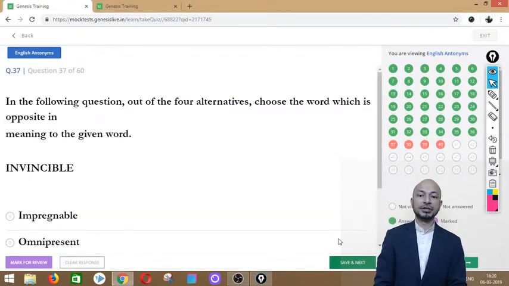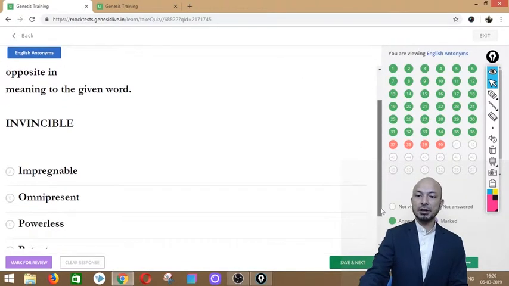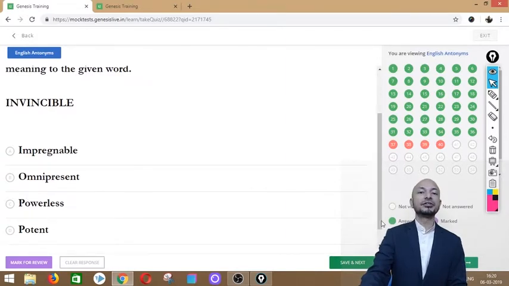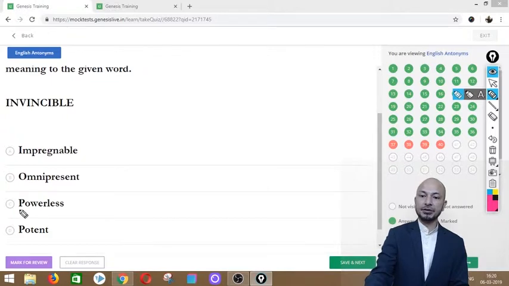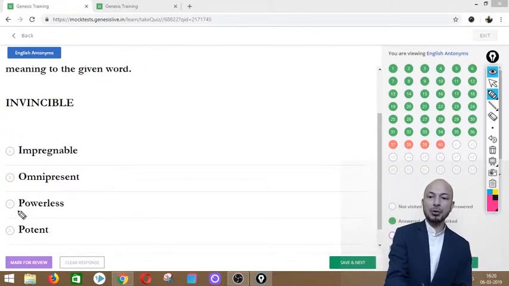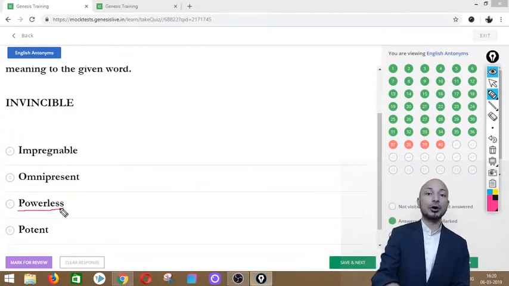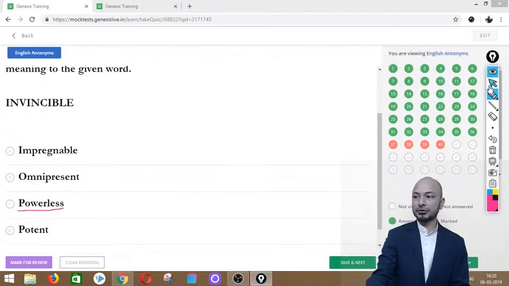We come to question number 37. The word is invincible, and the options given are impregnable, omnipresent, powerless, and potent. And the correct option is the third option, option C, which says powerless. Invincible is someone who cannot be defeated, who is very powerful, and powerless is someone without power. So they are antonyms, and we click option C and go to the next question.